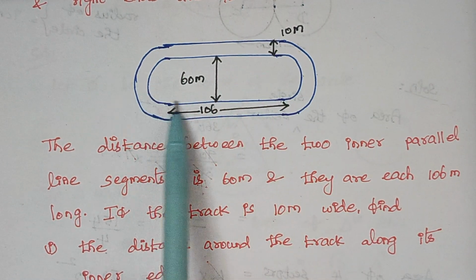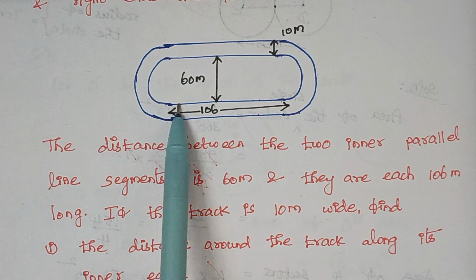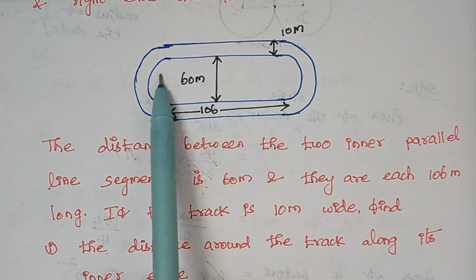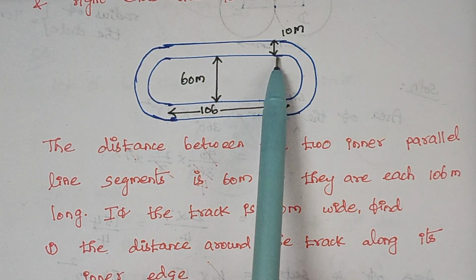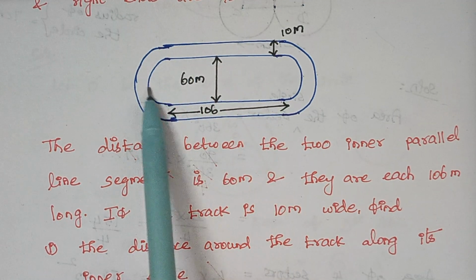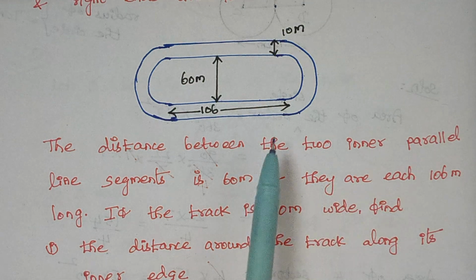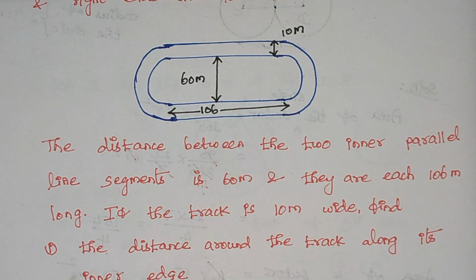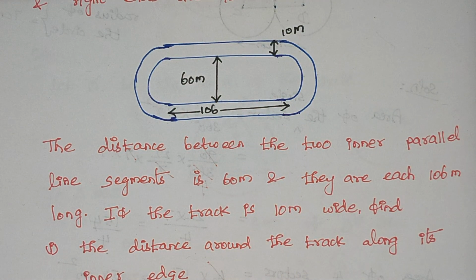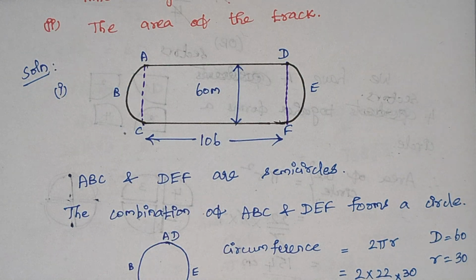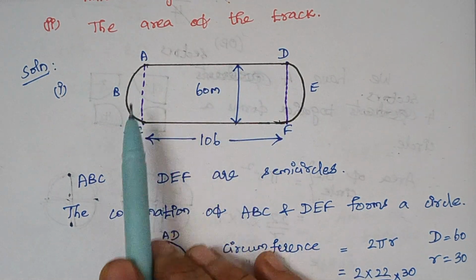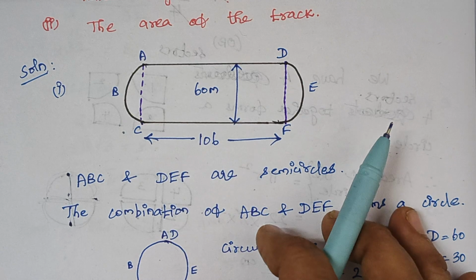So this is your inner track or inner path. You have to find the distance of this path, or you can say, find the length of this inner track, right? So how to find the length of this inner track? I had drawn a separate diagram. So this is the inner track, I had drawn it separately, right?